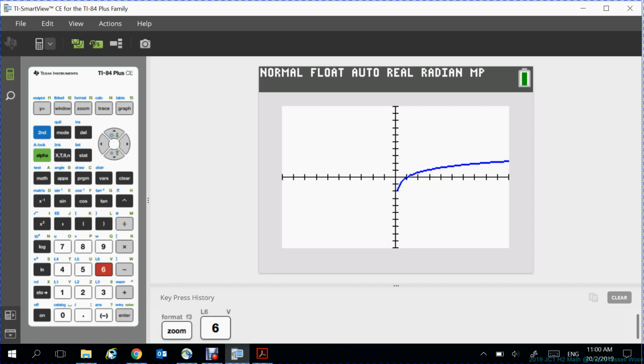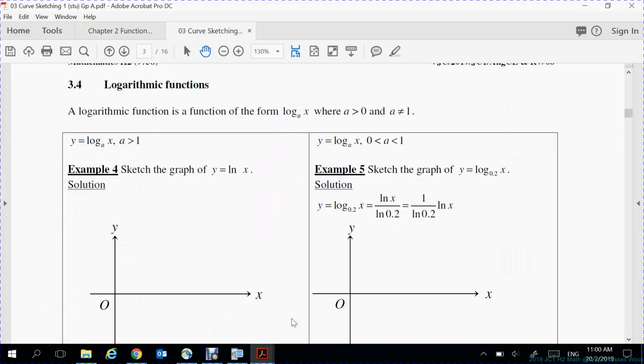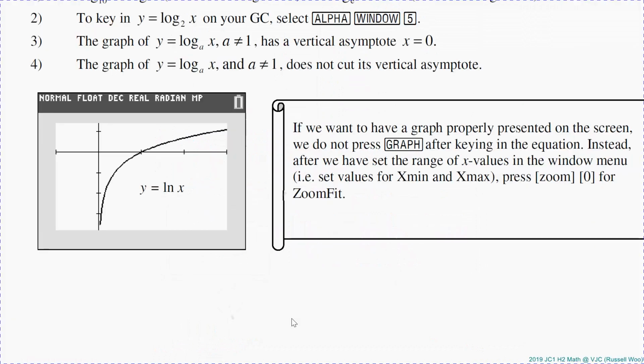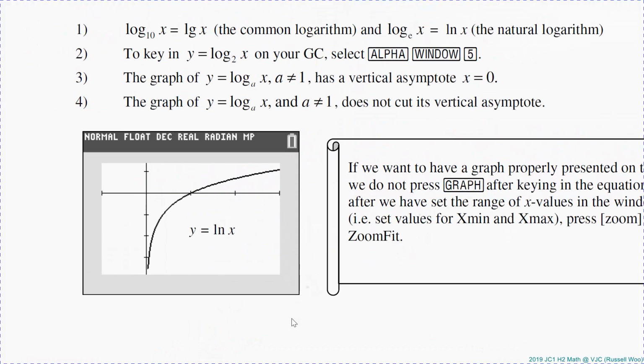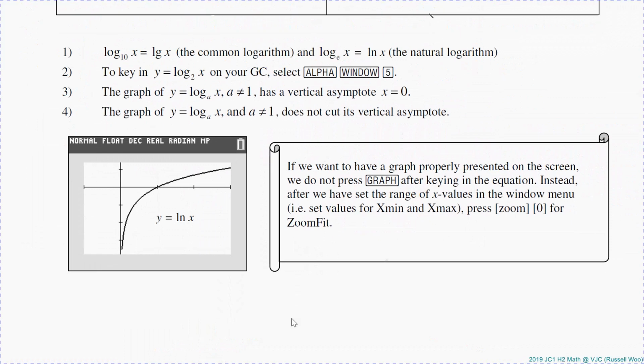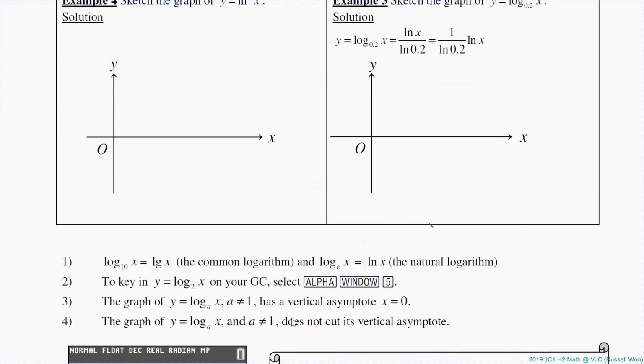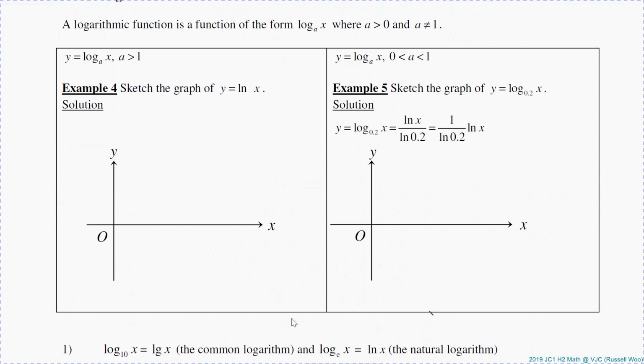So, let's go back to the notes. I know you have seen the answer below here. Now, you realize that what I showed you just now and what you see here is a bit different. That's because in this one, some window settings have been adjusted. I'm not going to go through it now. You can maybe go to tutorial and ask your tutor. Okay? But for the ln x graph, you're right, it looks like this.